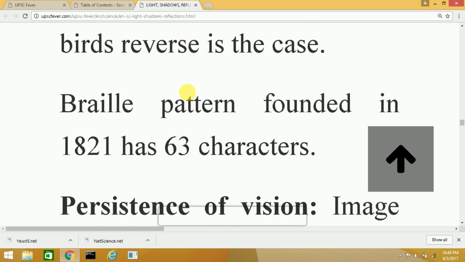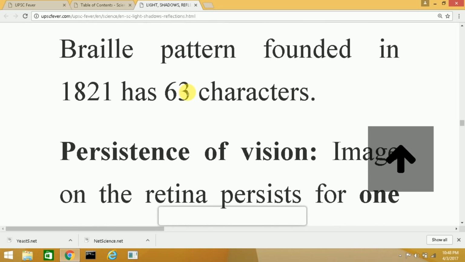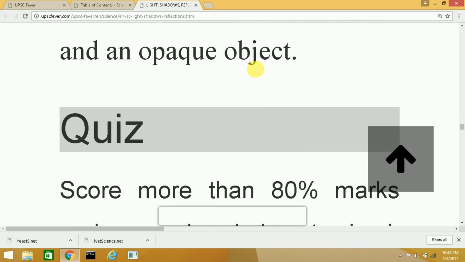Finally, this last fact is the Braille. So this was invented by Louis Braille, who was blind and wanted to read books. So he invented this pattern, which is for those who can feel their way on letters. So there are 63 characters and each has a distinctive feel on the fingers, and using this we can use our fingers and read the book through this Braille pattern. So that was it about this long chapter on light.